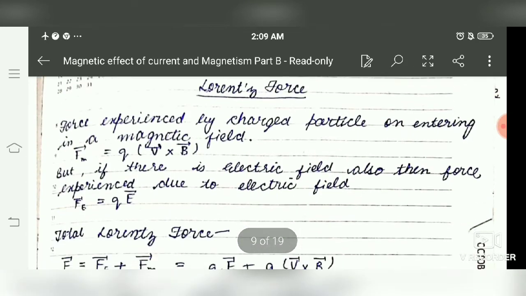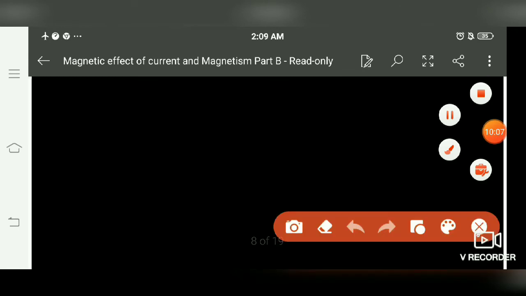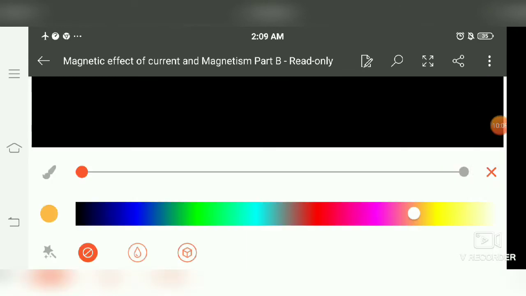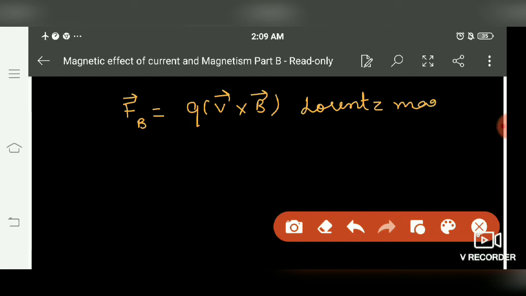Next topic is Lorentz force. Now, in the presence of a magnetic field, the force acting on the charged particle is given by F equals Q v cross B. This is called the Lorentz magnetic force.